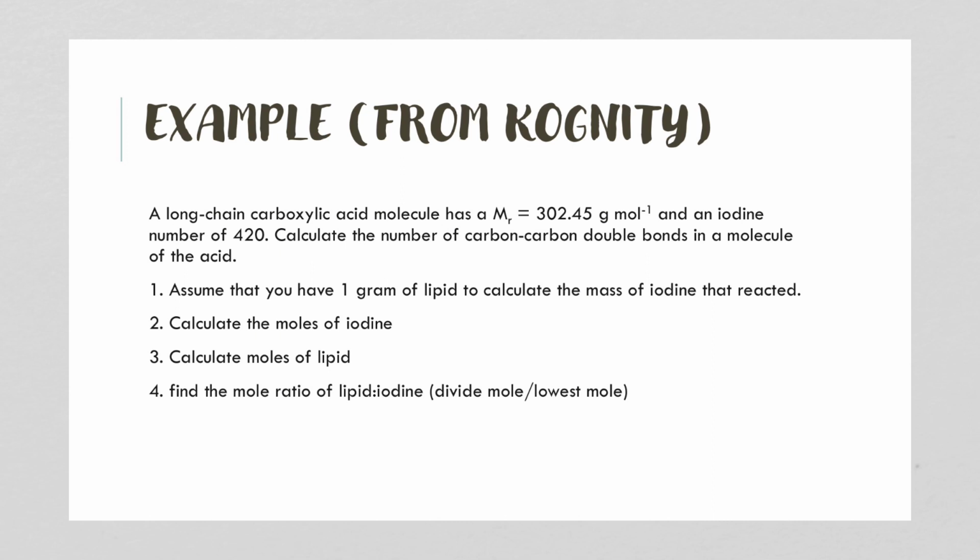The first thing we need to do is assume we have 1 gram of lipid to calculate the mass of iodine that has reacted. Then we can calculate the moles of iodine. Then we can calculate the moles of the lipid. And then we can find the mole ratio of lipid to iodine, so we just divide the moles by the lowest mole.